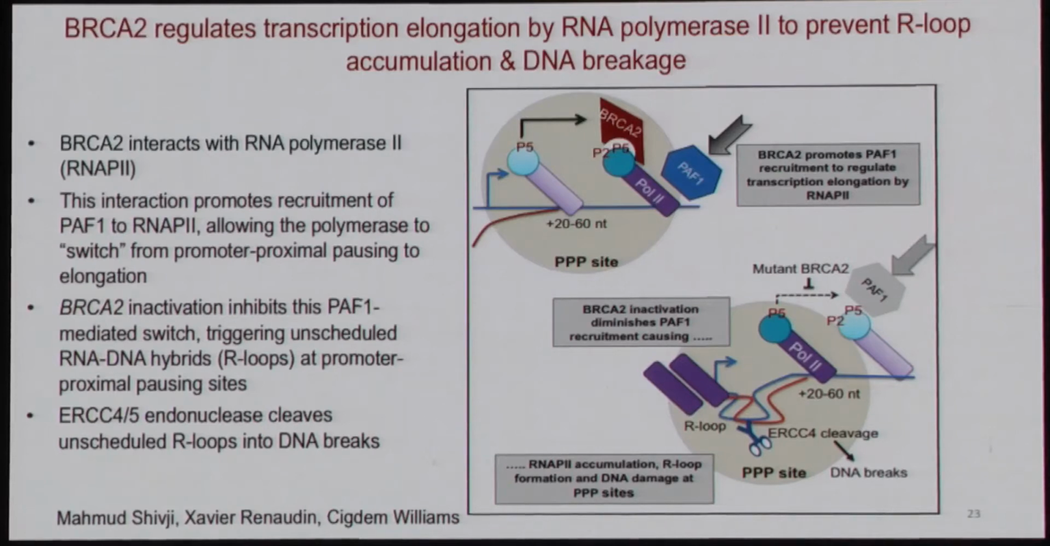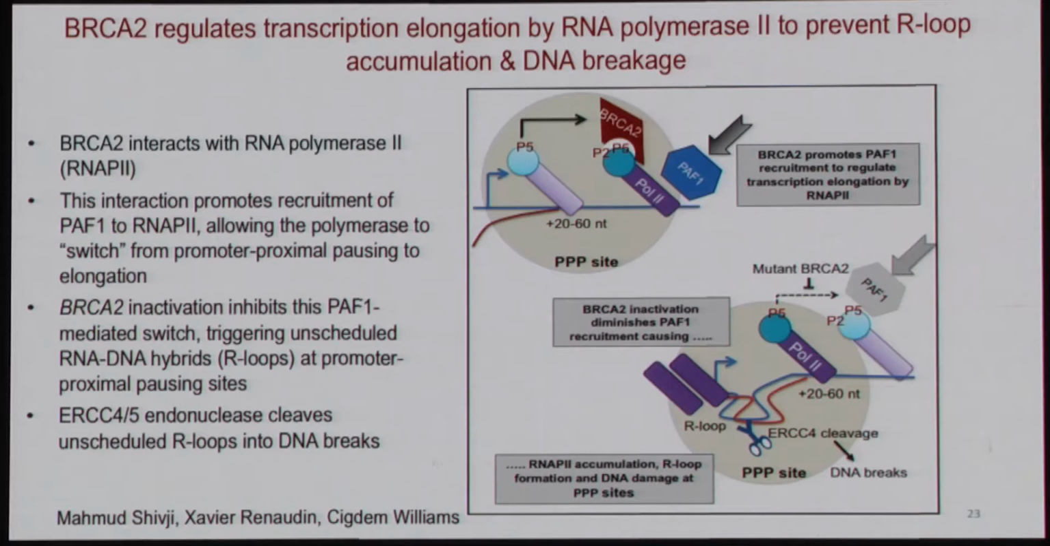Very recent work in press from Mahmoud Shivji, Xavier, and Cheatham in my lab reveals an unexpected source of these R loops. We find that BRCA2 has a new function in gene transcription. As you know, RNA polymerase II in most metazoan genes initiates, but then after about 50 to 60 nucleotides pauses for a while before entering rapid elongation.